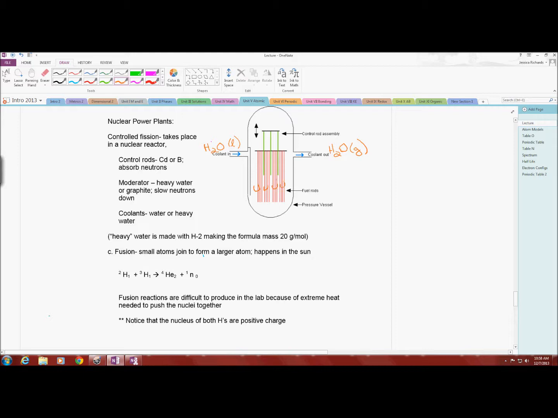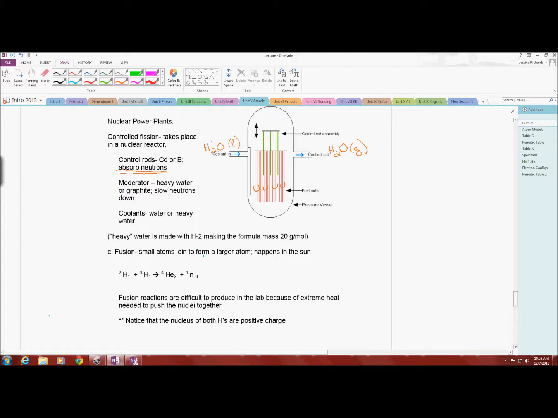And they leave gaps in between, and in between the gaps they put in these control rods. The control rods are made of cadmium or boron, and they're special because they have the ability to absorb neutrons. So if this reaction is a chain reaction, it goes faster and faster because the neutrons are shooting in. If we can take some of those neutrons out, we can control how fast or slow the reaction goes. So they drop these control rods higher or lower, and that will speed up or slow down the reaction.